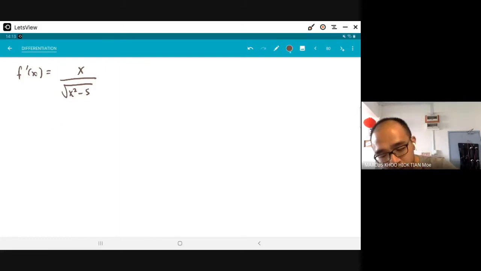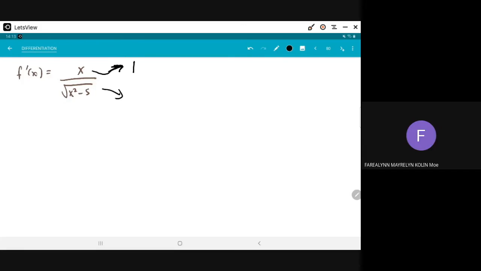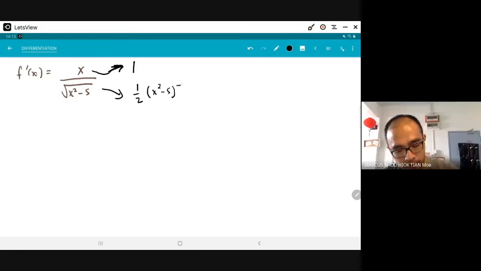Okay, Farrellyn, you tell me ya. Of course, kalau ini kita kena differentiate atas dan differentiate bawah lah. So differentiate atas dulu dapat berapa? Kalau kita differentiate yang atas ni, kita dapat 1. Okay. Kalau kita differentiate bawah ini, 1/2 bracket x squared minus 5 to the power negative 1/2. Okay, boleh, tak ada masalah.